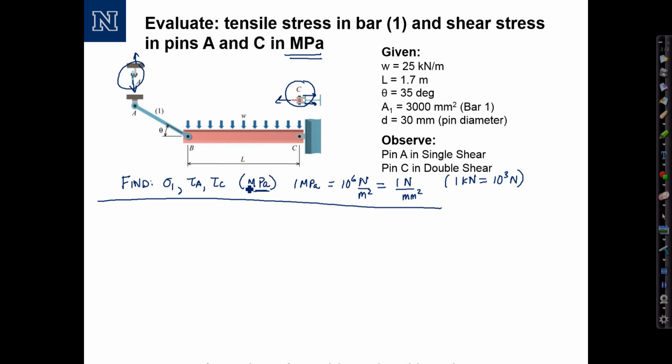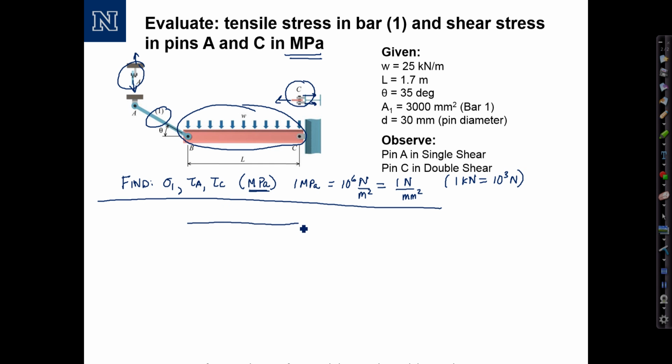What free body diagram should we evaluate? Let's consider what we have to find. We have to find the force in member 1. We have to find the force across pin A, which is going to be equal to the force in member 1. We have to find the force across pin C, which is going to be equal to the resultant reaction at C. So I want to find the force in member 1 and the reaction at C. I'm going to draw a free body diagram of the beam right here, and that will give me all the information that I need to know.